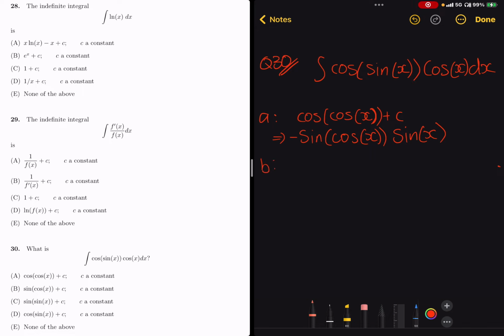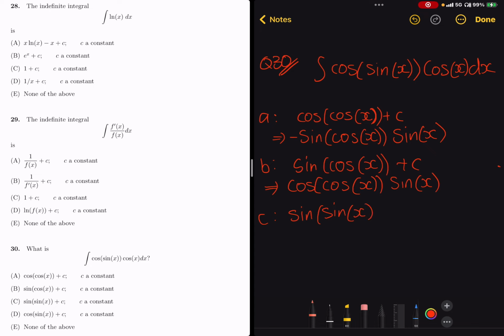We'll try B. We have sine of cosine of x plus a constant. Well, when we differentiate this, we're going to get sine becomes cosine. So we'll have cosine of x multiplied by the derivative of cosine, which is sine of x. This is not correct either. We'll have a look at C. This is sine of x plus a constant.